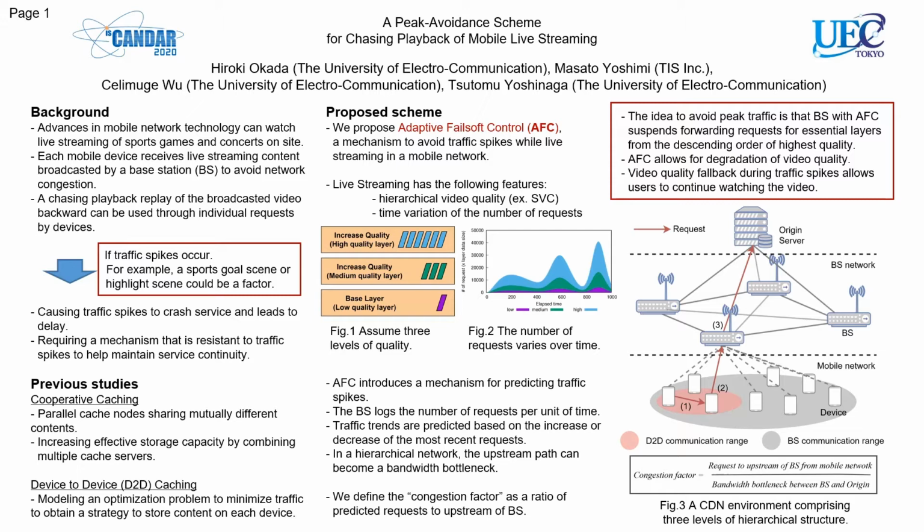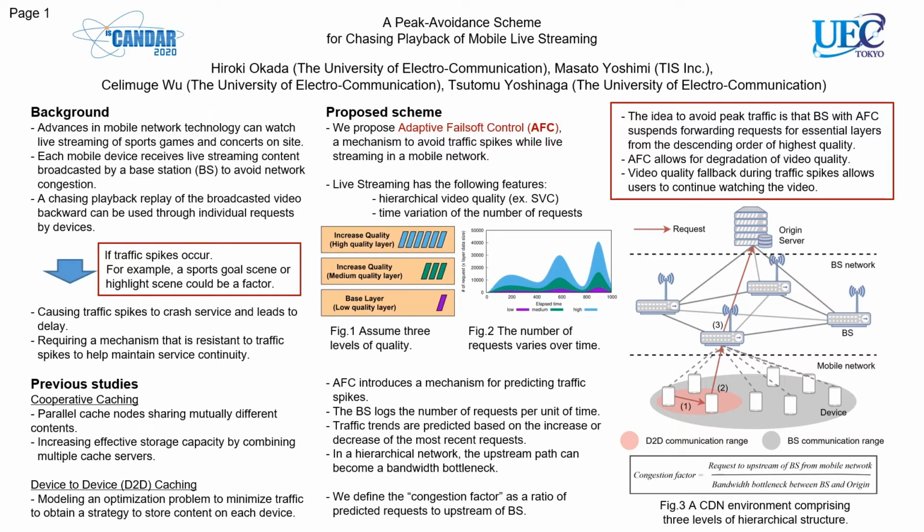AFC uses this video quality hierarchy and congestion factor to avoid traffic spikes. AFC maintains service continuity by allowing video quality to degrade. When the network is about to become congested, requests for high-quality layers are discarded at the base station. By defining rules to reliably forward the base layer, users can at least watch the video in low quality.